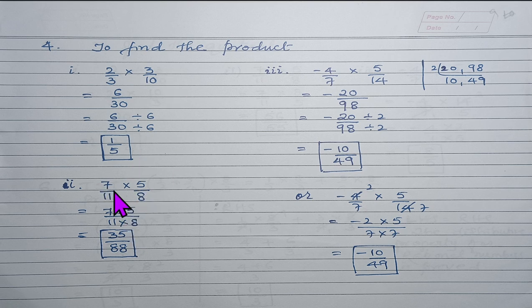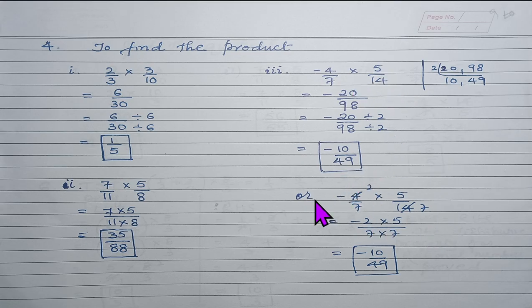Now come to the next example: 7 by 11 into 5 by 8. That is 7 into 5, and 11 into 8. 7 fives are 35, 11 eights are 88, and there is no HCF possible here, and therefore the answer is 35 by 88. Now take the next example, minus 4 by 7 into 5 by 14. Now multiply. Minus 4 into 5 is minus 20, 7 into 14 is 98. Now find the HCF. The HCF is 2. Divided by 2, we get minus 10 by 49. Or else you can directly cancel. This goes by 2, and that also is possible.